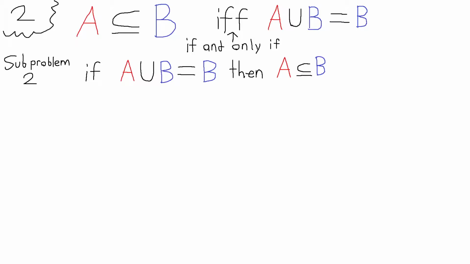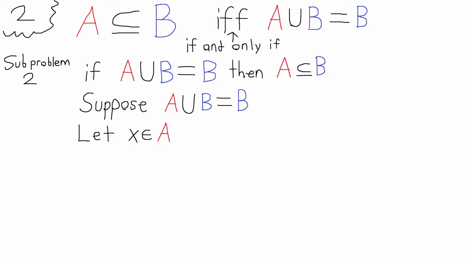Now we have to prove the other direction. If the union of A and B equals B, then A has to be a subset of B. We assume that the union of A and B equals B. Let x be an element of A. Then x must also be an element of the union of A and B. But by our assumption, this equals B, so x must be an element of B. So we conclude that A is a subset of B, and we have successfully proven both directions of the original statement. Now let's move on to problem 3.